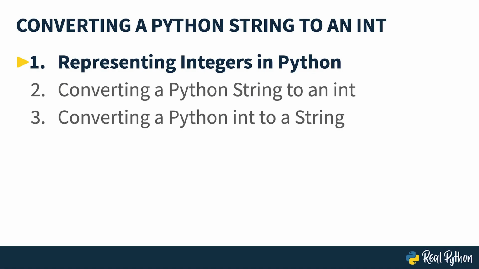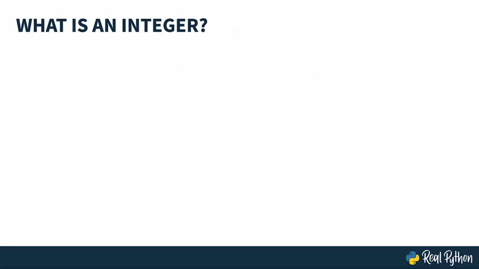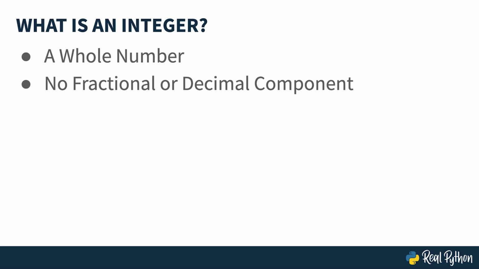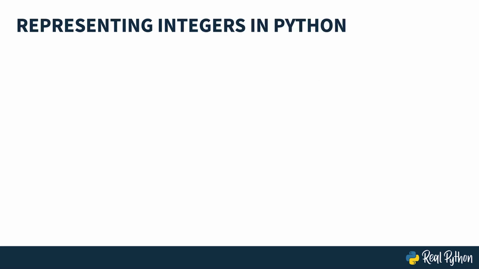Representing integers in Python. Firstly, a quick refresher. What is an integer? An integer is a whole number, and by whole number we mean it has no fractional or decimal component. An integer can be stored using different types. Two possible Python data types for representing an integer are, firstly, a string, secondly, an int. Let's take a look at those.